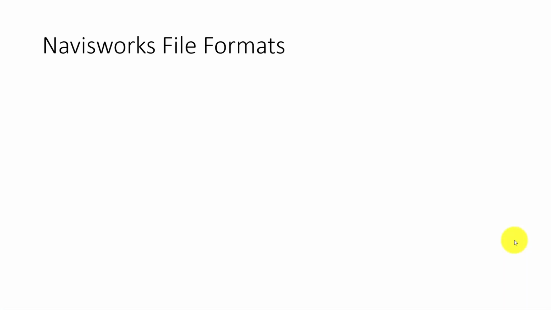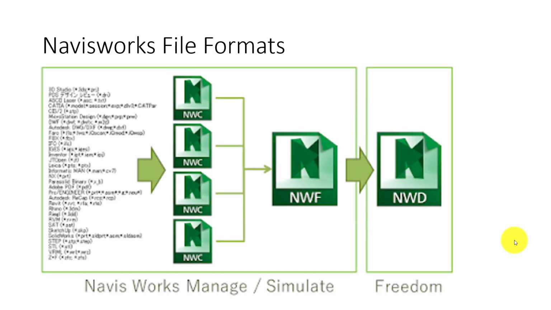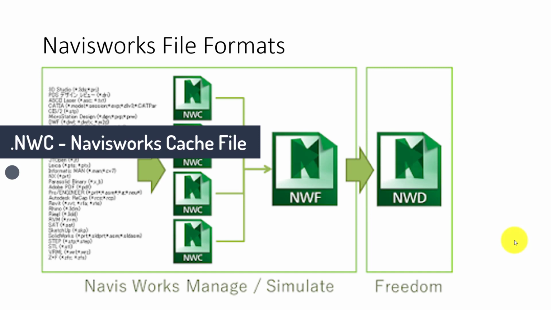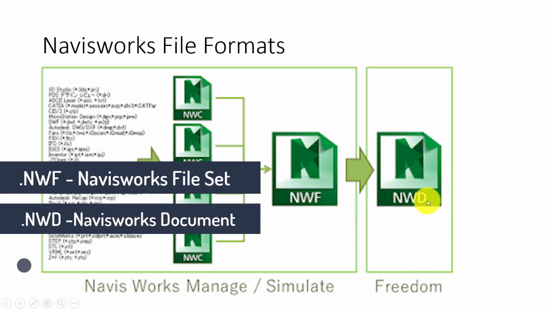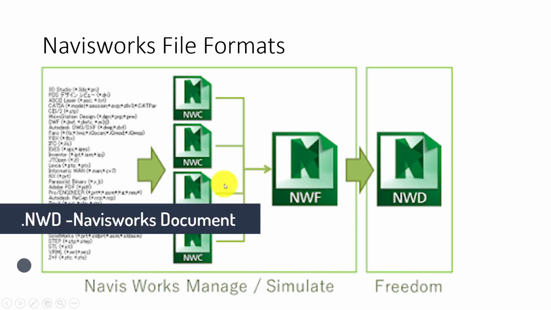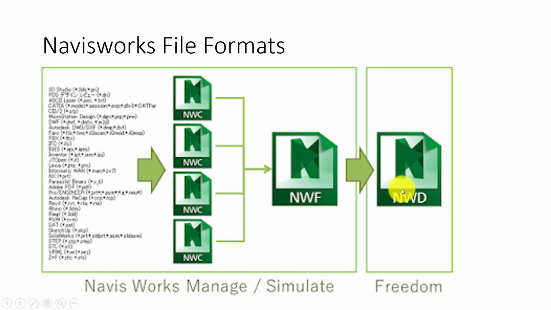Now, Navisworks file formats. Now we are jumping back again to Navisworks. Navisworks has 3 file formats: NWC, which is the cache file, NWF, which is the file set, and NWD, which is the document. Now, what is the difference between these 3 file formats, and why do we need 3 file formats for Navisworks? Let us understand that Navisworks' main capability is that it can open other software products. Revit will have a different software schema and Navisworks will have a different software schema. So .rvt files, that is Revit files, cannot be directly opened in Navisworks.